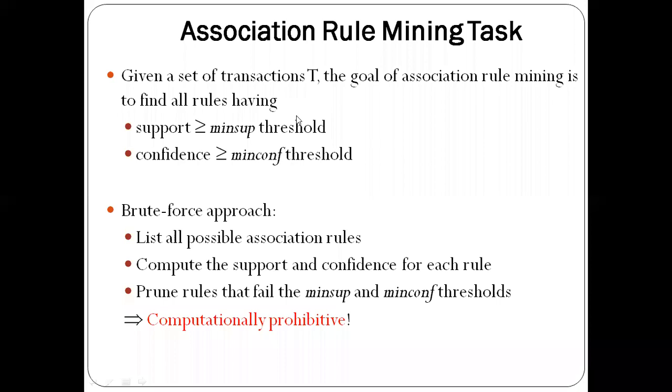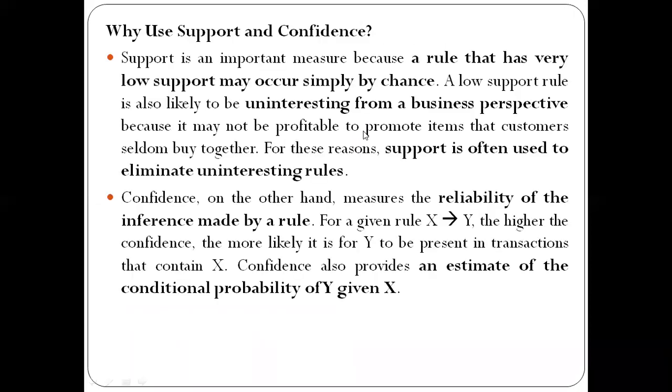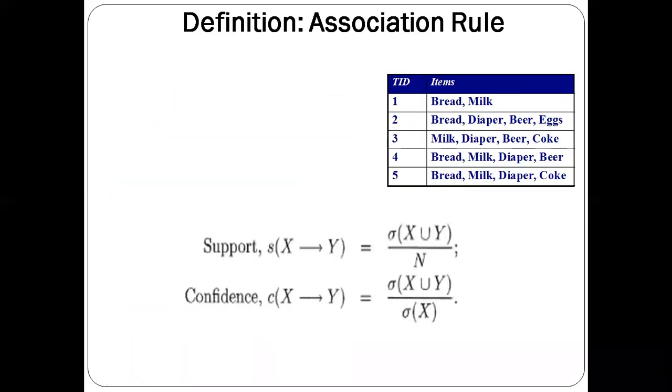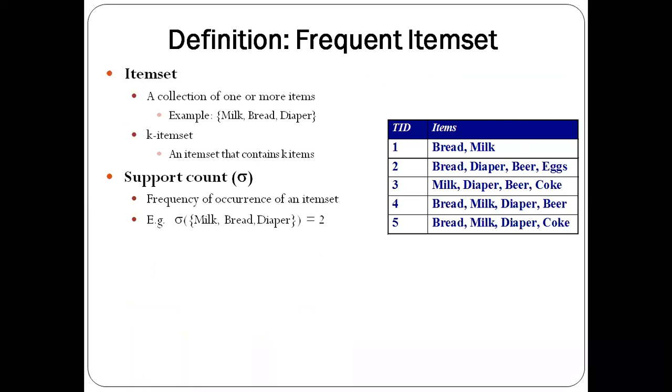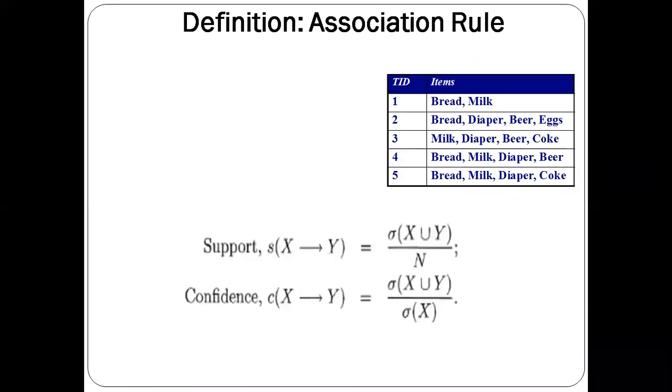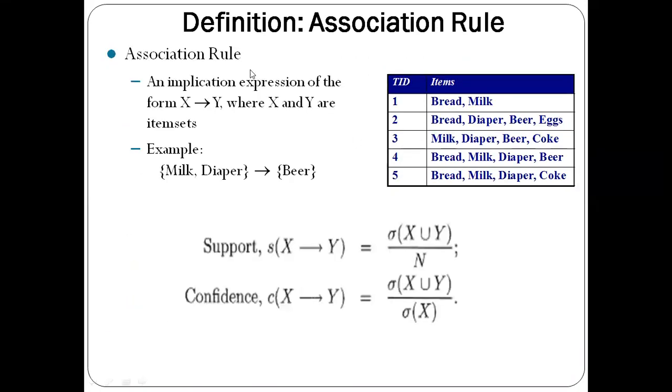So in the last class, we were studying the association rule mining problem. I'll just repeat the things. See here, what exactly an association rule is. An association rule will be in the form of an implication expression, that is X implies Y, where both X and Y are item sets. Here X is an item set and Y is also an item set. So it is expressed in the form of X implies Y.